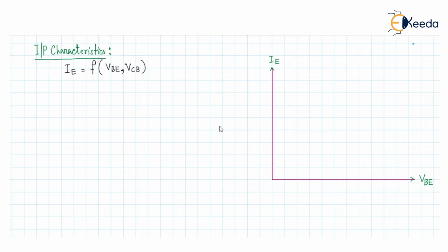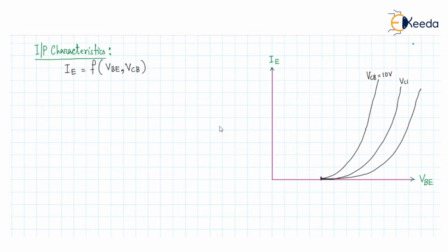So the curve will look like this. We'll get an exponential curve like this. We'll also get an exponential curve like this for different values of VCB. For this curve, the VCB value is suppose 10 volt. Here the VCB value is suppose 5 volt, and here the VCB value is suppose 1 volt.